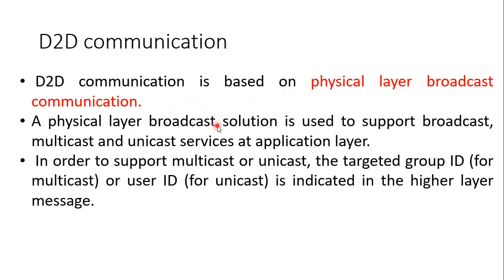So the physical layer broadcast solution is used to support broadcast, multicast, and unicast service at the application layer. In order to support multicast or unicast, the targeted group ID for multicast or user ID for unicast is indicated in the higher layer message. That means while broadcasting, or to support multicast and unicast, the targeted group ID or user ID will be present in the message itself, in the higher layer message.